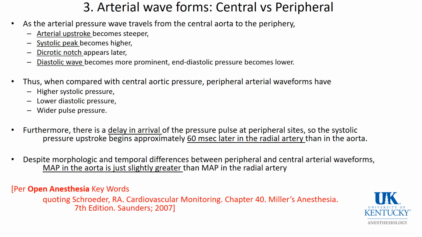Finally, there's a delay. And they specifically say the delay between the aorta and the radial artery is about 60 milliseconds, about a tenth of a second. And despite these morphologic changes, the mean arterial pressure in the aorta is always slightly greater than the mean arterial pressure in the radial artery. But it's trivial except in adverse conditions.